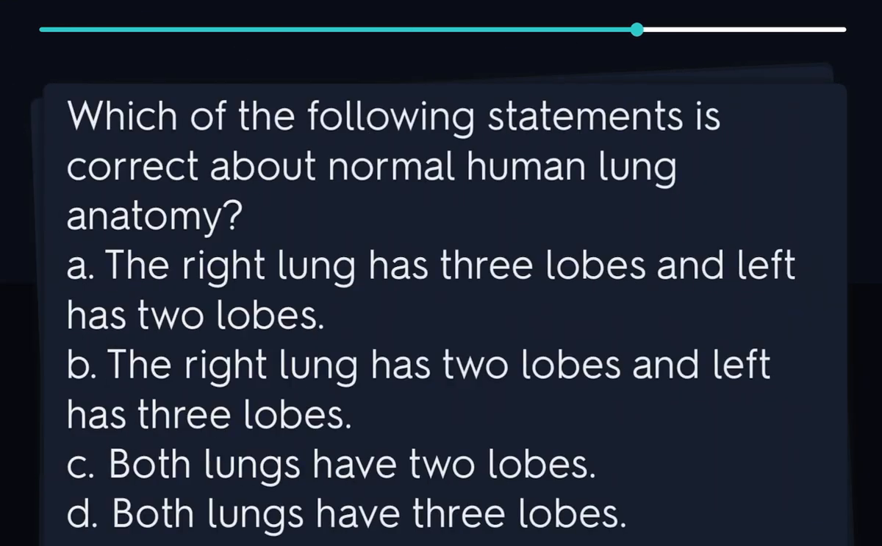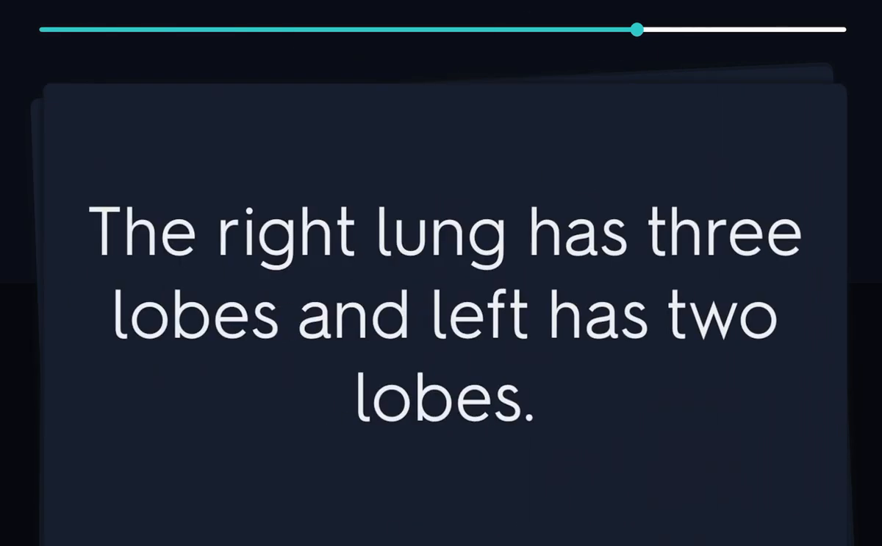Which of the following statements is correct about normal human lung anatomy? A. The right lung has 3 lobes and left has 2 lobes. B. The right lung has 2 lobes and left has 3 lobes. C. Both lungs have 2 lobes. D. Both lungs have 3 lobes. The right lung has 3 lobes and left has 2 lobes.